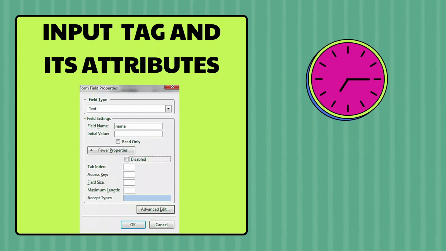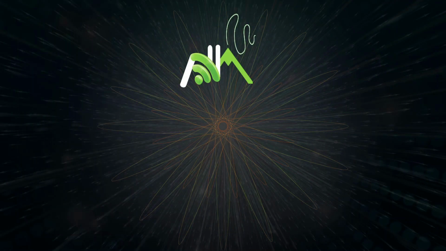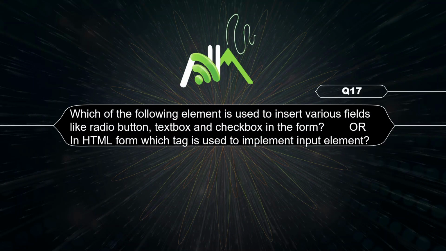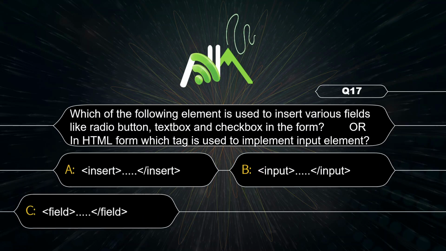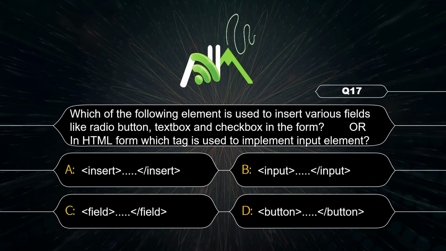Now, I was talking about input tag. So here we have text, password, radio button, checkbox, submit button. All such things are covered in input tag. And here we will see three attributes: type, name and value. So here you can see field type, field name and initial value for text field. Yes, when you want to insert various elements like radio button, text box or checkbox, that tag is used to implement input elements. So the correct option is option B.